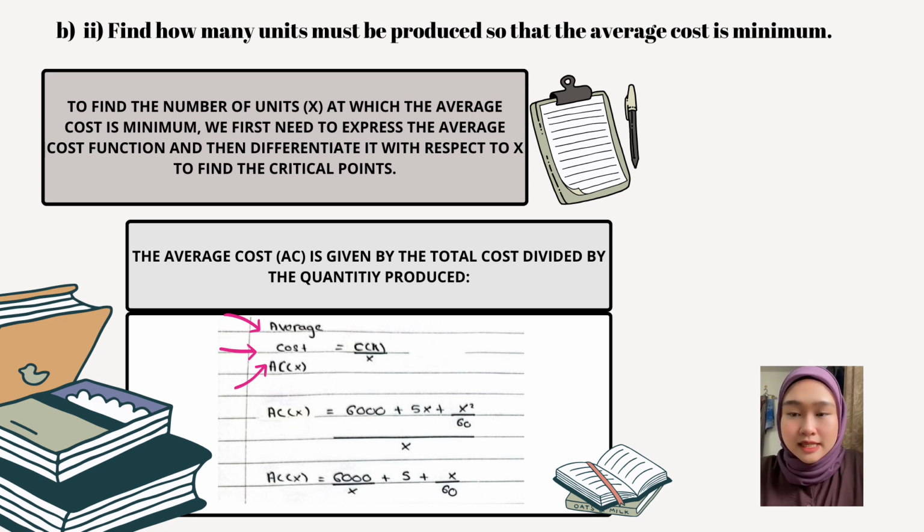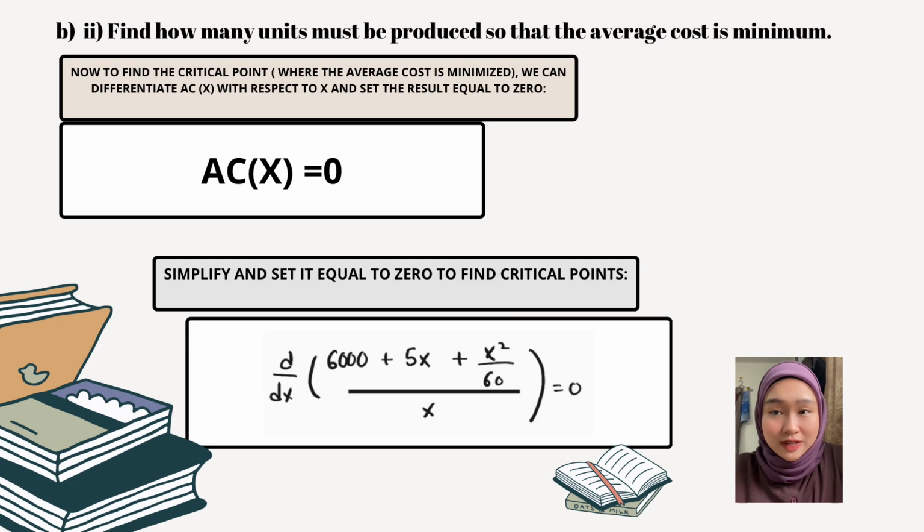So AC(x) equals (6,000 plus 5x plus x squared over 60) divided by x. So AC(x) is equal to 6,000 over x plus 5 plus x over 60. Now, to find the critical point where the average cost is minimized, we differentiate AC(x) with respect to x and set the result equal to 0. So AC'(x) equals 0.